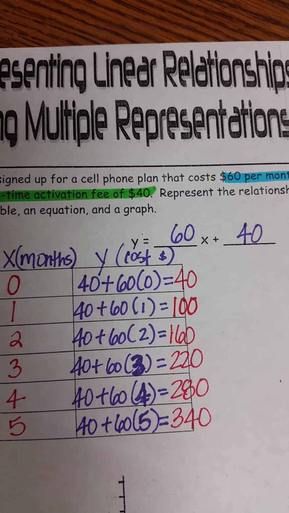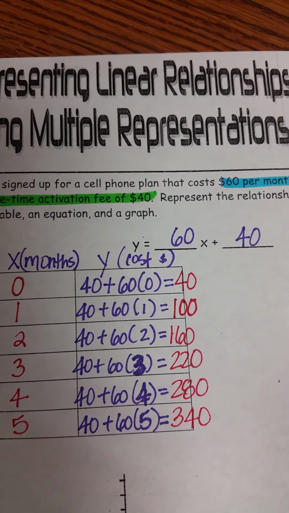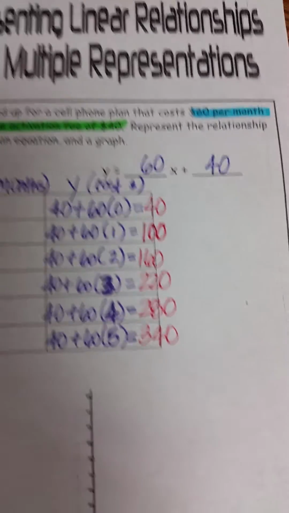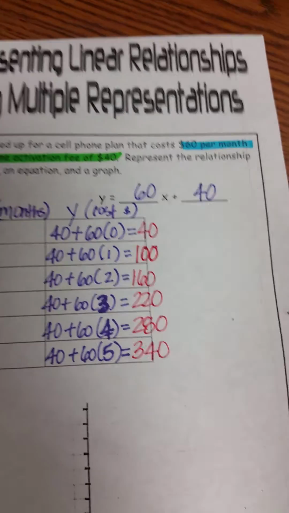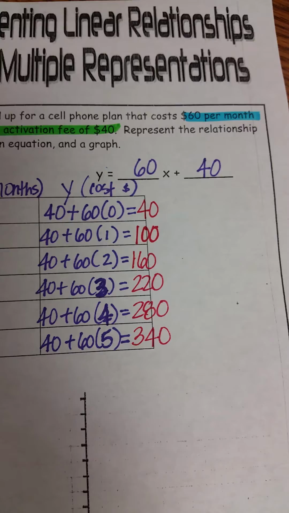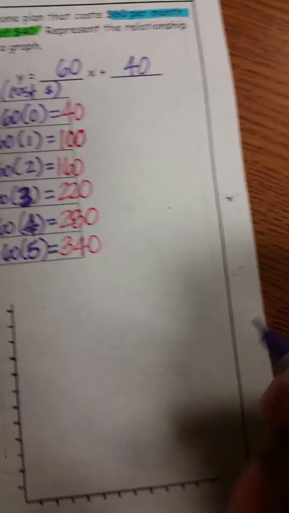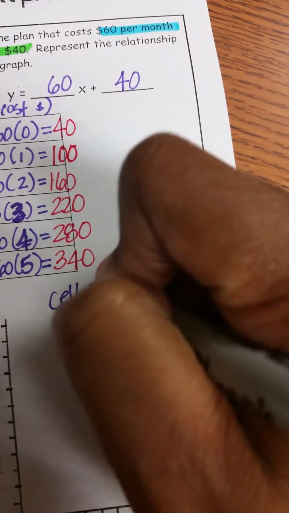So now I have my equation. I've done it represented in a table. Now we need to represent it in a graph. I'm going to go ahead and title my graph as cell phone cost. Remember, every graph has to have a title.